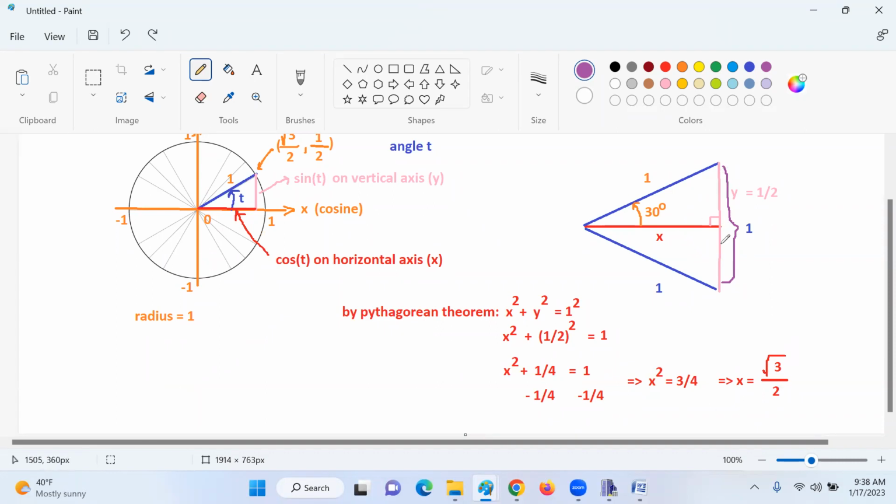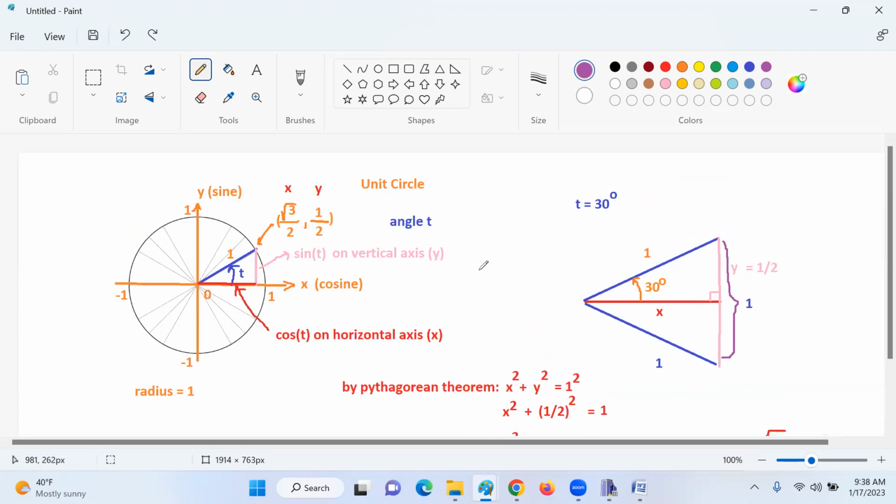Okay, so the hardest part is, how can I get y equal to 1/2? This is not magic, because I'm literally just going to draw the exact same angle, but on the bottom. And then I use the same theorem to figure it out.